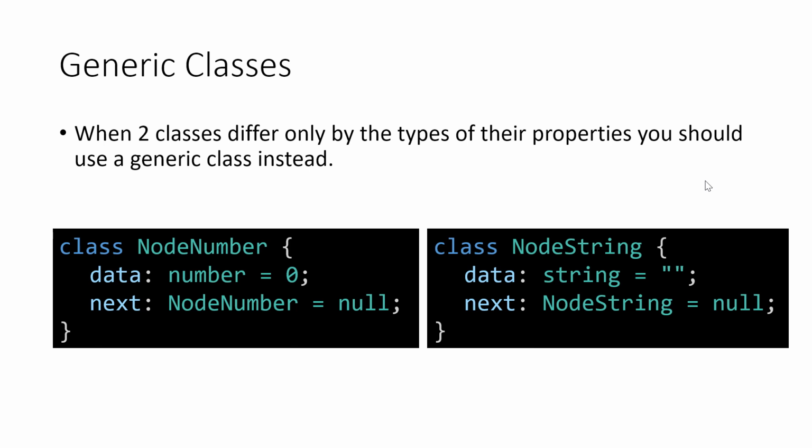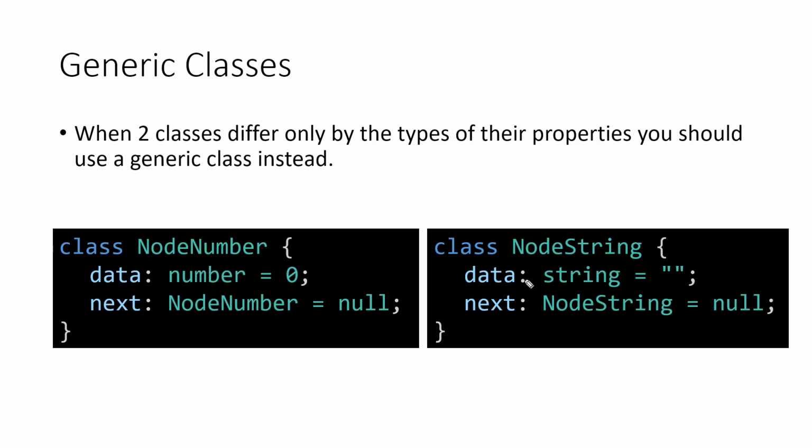If we want to think about this at a concrete level, we can imagine two classes that only differ in the types of their properties. Here we have two different classes, NodeNumber and NodeString. These are not making use of generic types. If you tried to point out the differences between these two classes, well, the name's different, and it needs to be, because we can't have two classes with the same name. But what's really different here is that the type of this data field is different. One is a string and the other is a number. And the type of the next node is also different, because it needs to be pointing to the next node of the same type of class.